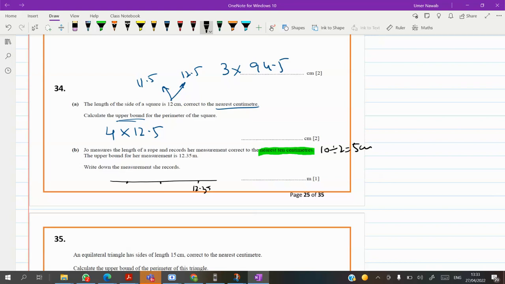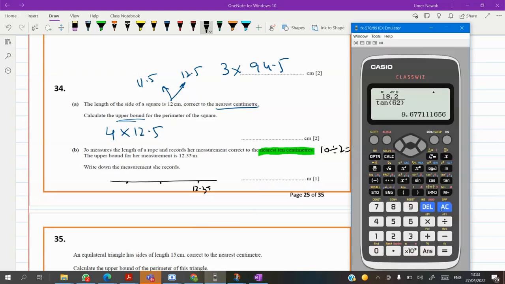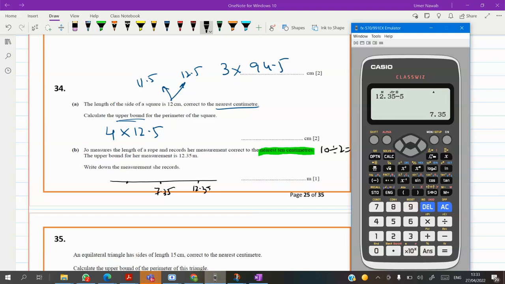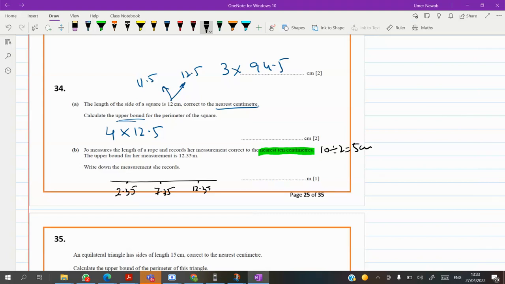So if you allow me, can I subtract 12.35 minus 5, what is the answer? 7.35. And furthermore, minus 5 will give us 2.35. So write down the measurement which she has recorded. She has recorded basically 7.35.